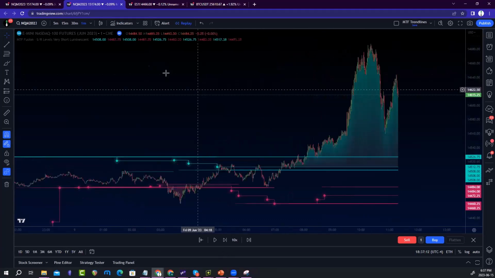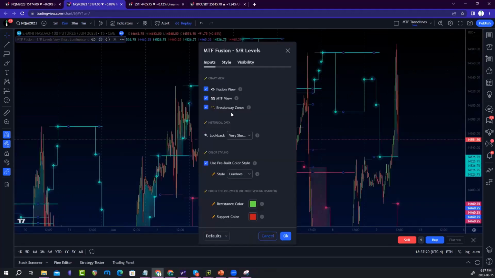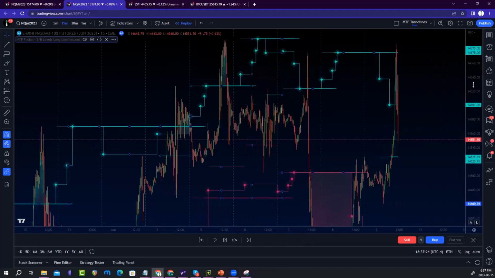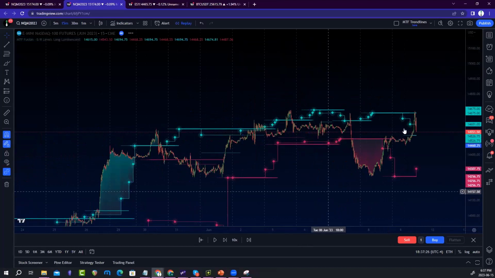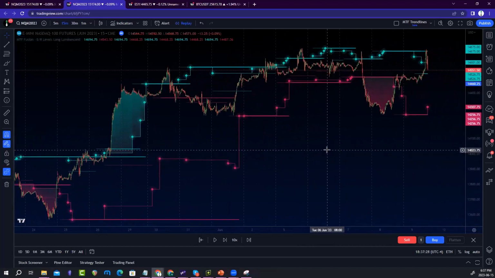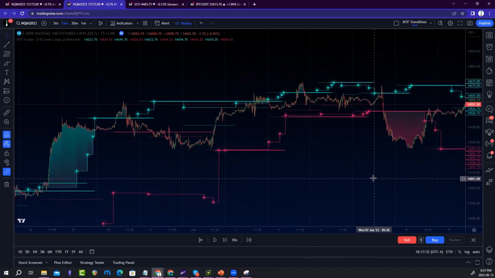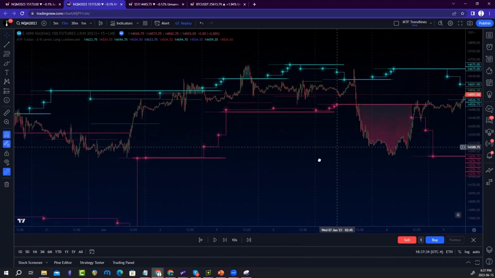So this has been the MTF SR levels indicator. I'm on the 1 minute right now, but I'm going to set us back to something more reasonable, like long. If I switch over to the 15-minute chart, again, it recalculates levels based on higher relevant timeframes and gives us good levels that we can consider for our trades.